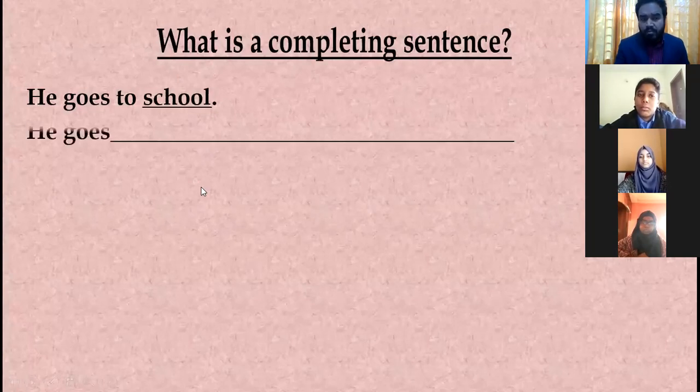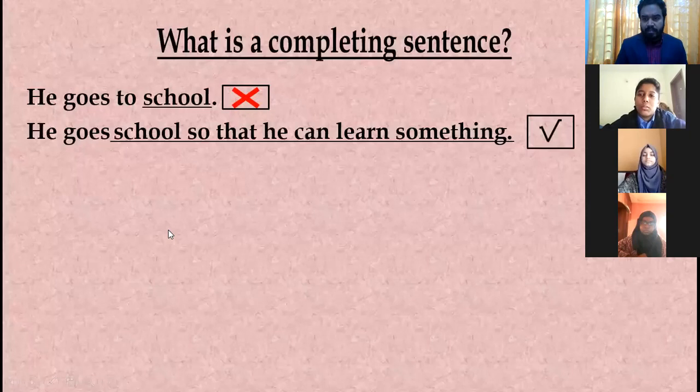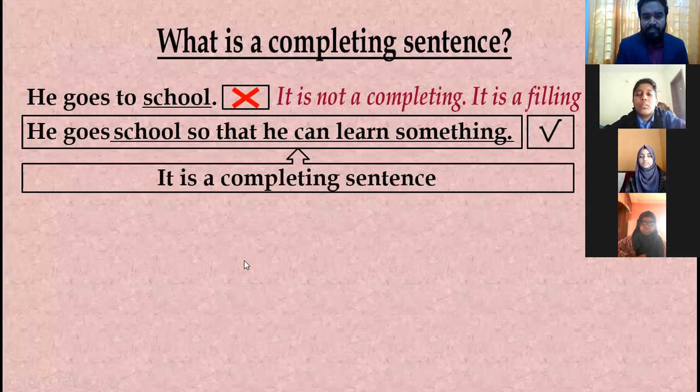But you are not allowed to do that. He goes to school so that he can learn something. So here, this one is not the completing sentence. This one is the completing sentence. So let's come back to the point. The first is not a completing sentence, it's a fill in the blanks, but the second one is a completing sentence.